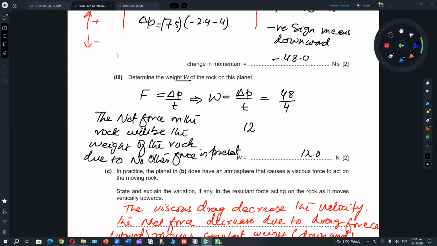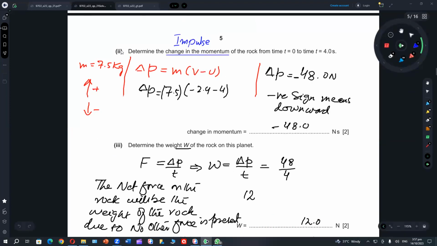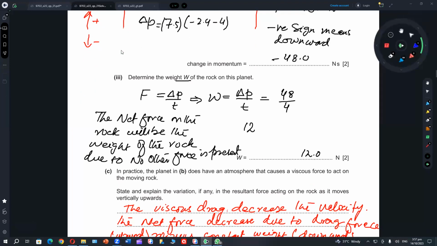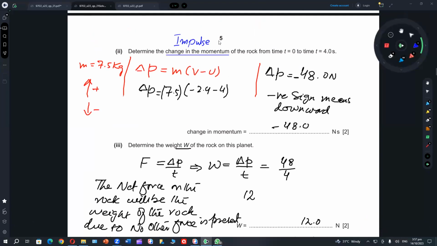But then why don't we use minus 48? Like it's minus, right? So then why isn't it there? Definitely minus 48 is not the case, because minus was only for impulse.